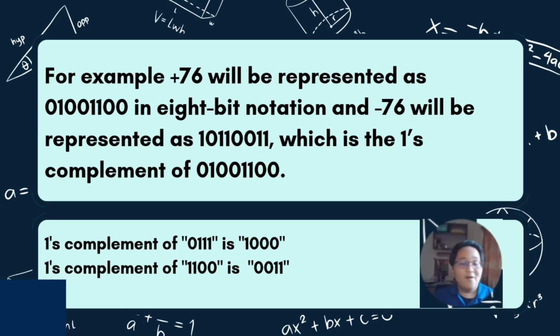For example, the number 76 will be represented as 01001100 in 8-bit notation. The negative 76 will be represented as 10110011, which is the first complement of the positive number's 7 bits in binary form. For further understanding, here is another example: the first complement of 0111 is 1000. And another example: 1100, the first complement form of it is 0011.